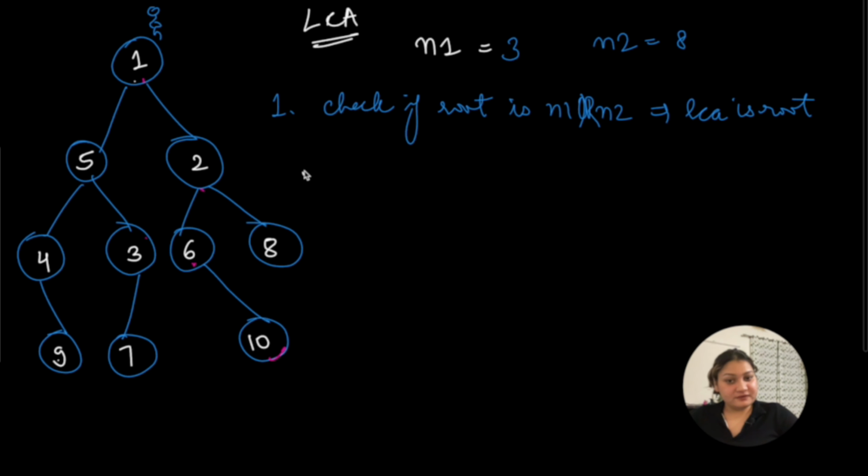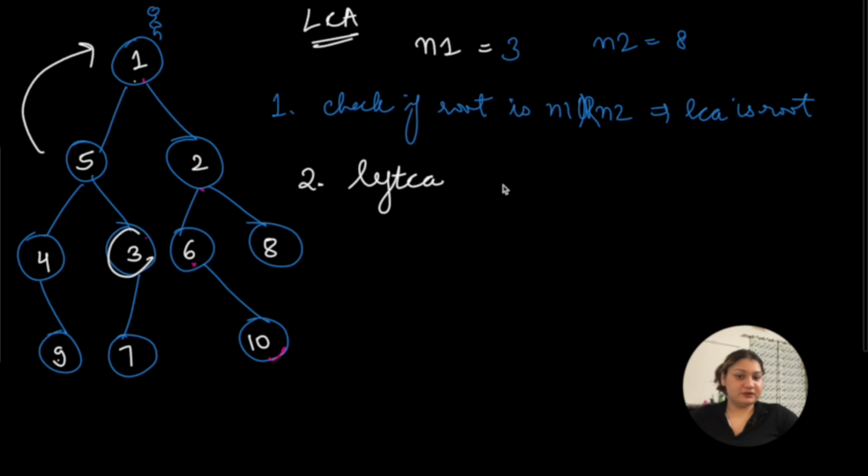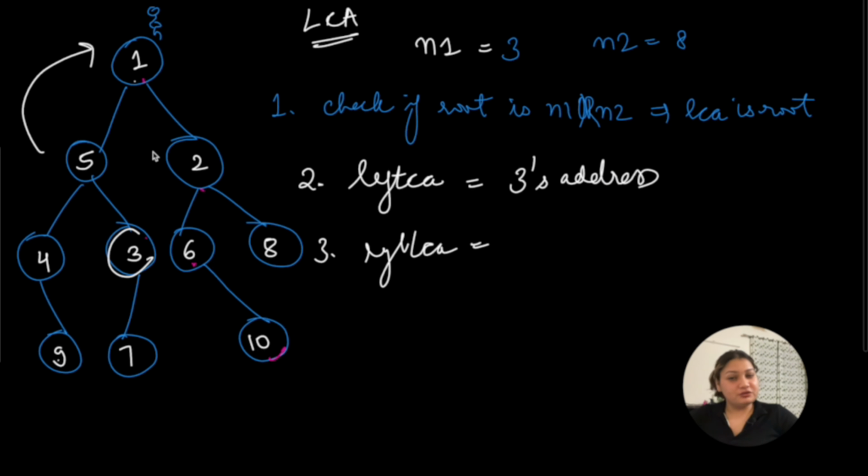The second thing we will check is we will ask left, do you know who is the LCA? Right here, standing here, we'll ask left, do you have any of n1 and n2 in your left? Then left will say yes, I have 3. So left will return this 3's address. Then we will ask the right, LCA is equal to, do you have any of n1 or n2? Right will say yes, I have 8. So 8's address will be returned.